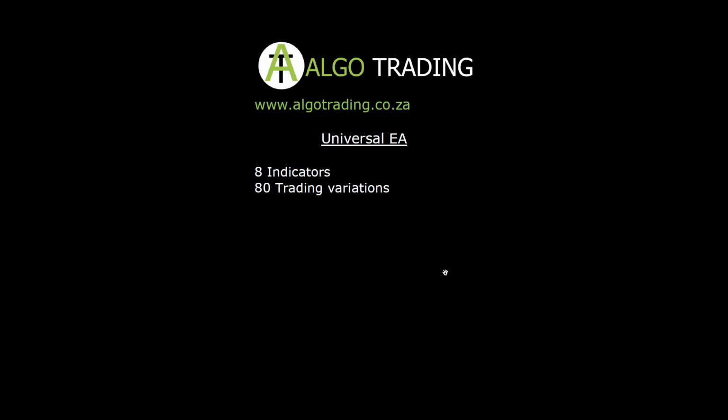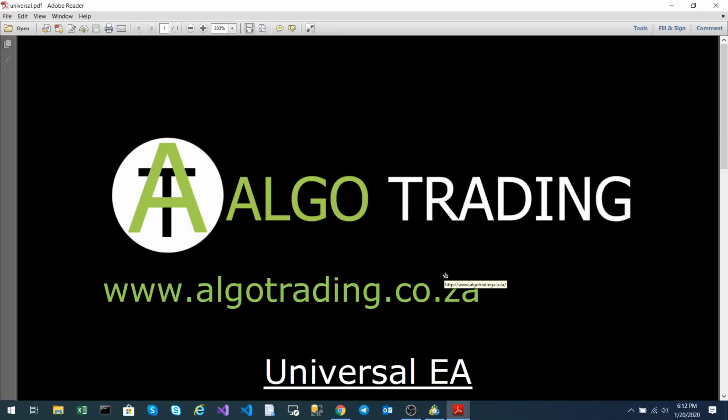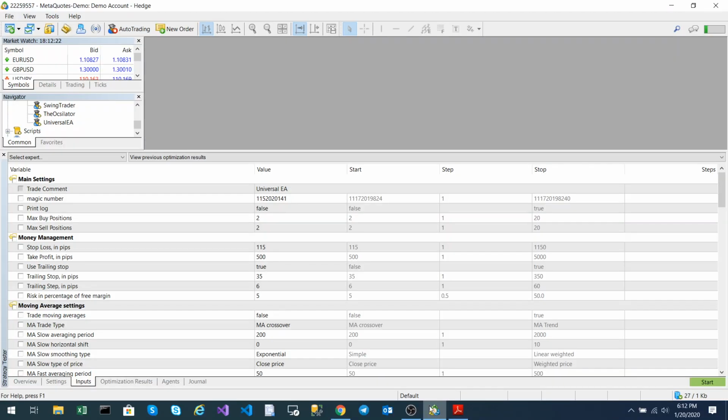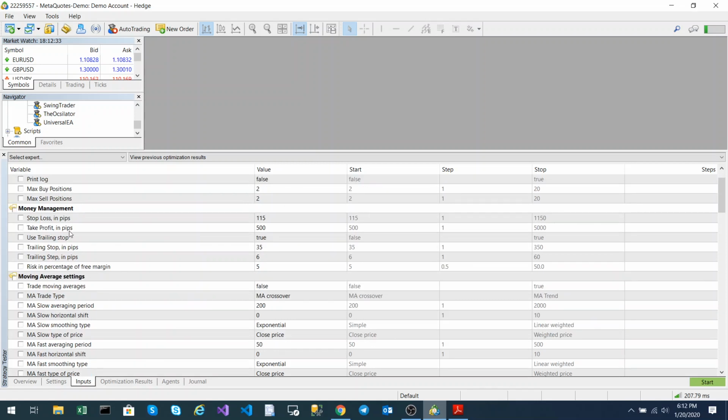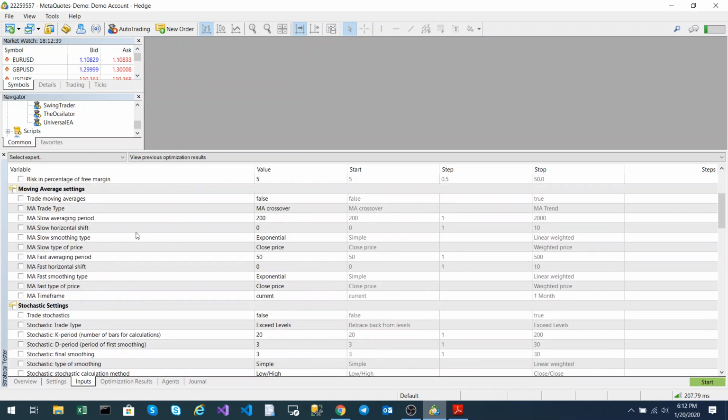Okay, so let's take a look at the input parameters. We have our main setting parameters: a comment, magic number, if you want to print out the log, and the max buy and sell positions. We also have the standard money management as per my other EAs. And let's go through the indicators.